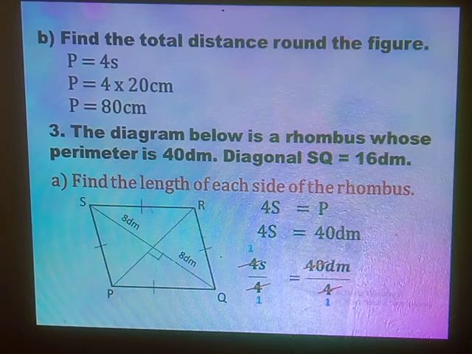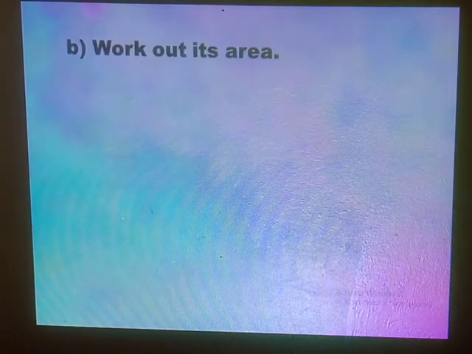40 divided by 4, you are getting 10. So there are 10 groups of 4 in 40. Final answer: our side is equal to 10 decimeters. Mark the units. This time we're using decimeters.